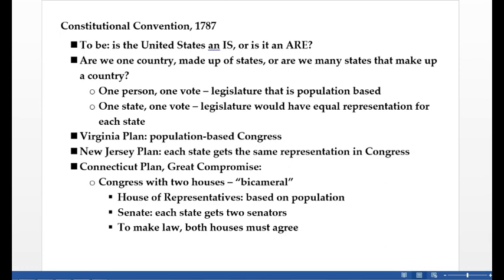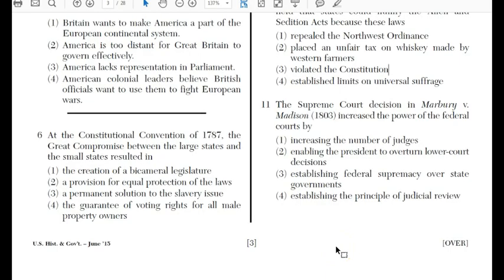Great Compromise, Connecticut Plan, bicameral legislature, Virginia Plan, New Jersey Plan: know them all, because the Regents will ask every year a question on all of this in some form. Okay, so here we have the question. Constitutional Convention 1787, Great Compromise between large states and small states resulted in the creation of a bicameral legislature.